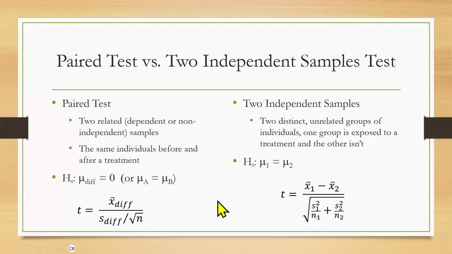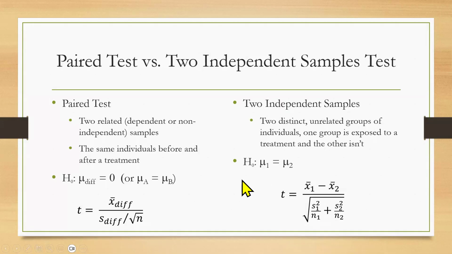Now for the two independent samples, we have two distinct unrelated groups of individuals. One group is exposed to a treatment and the other isn't. All right, our null hypothesis is that the true mean of one of the groups is equal to the true mean of the other group. Now, our alternate hypotheses are going to depend on whether it's one-tailed or two-tailed. So I didn't write these down on this slide. If it's a two-tailed test, it would be mu1 does not equal mu2. For a one-tailed test, we would have an alternate hypothesis with a greater than if we expected mu1 to be bigger. We'd have a less than if we expected mu2 to be bigger.